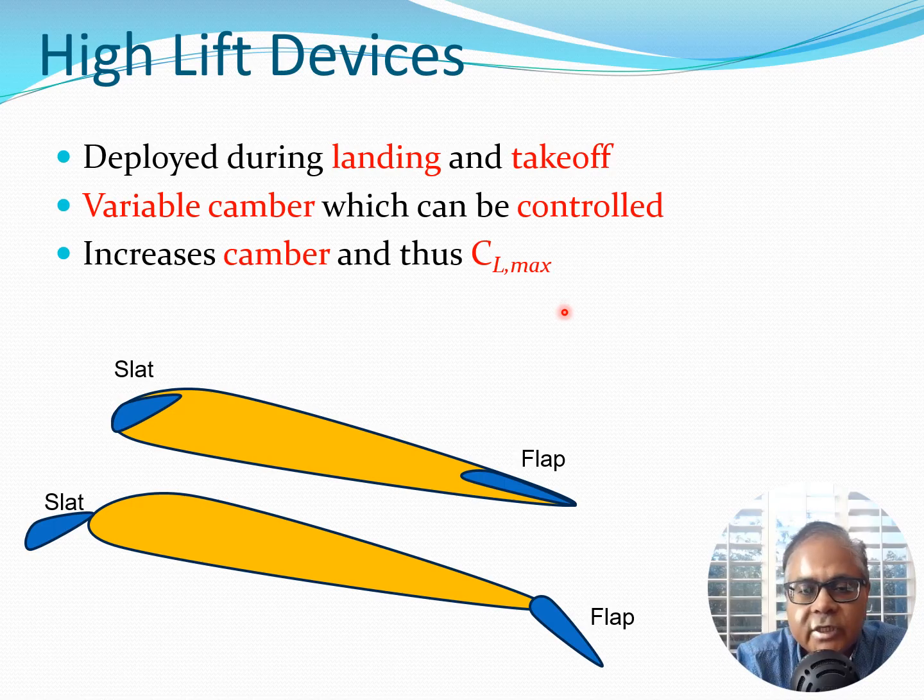So substantial increases of CL max are possible through this measure, and therefore you can use it to reduce the stall speed further. So the stall speed can be brought down using these high lift devices.